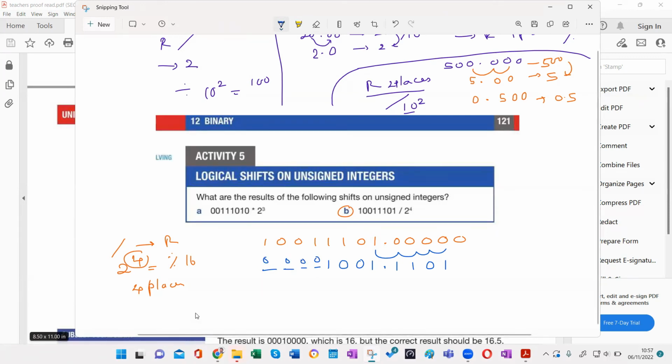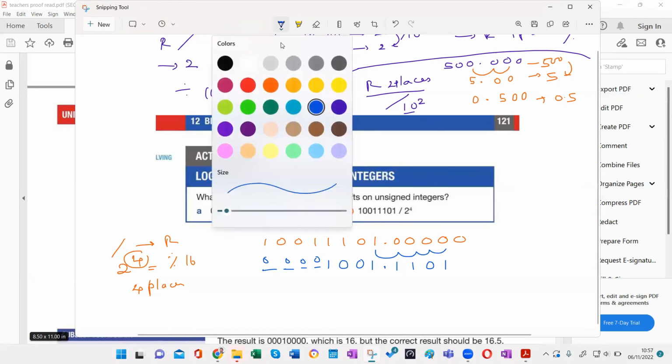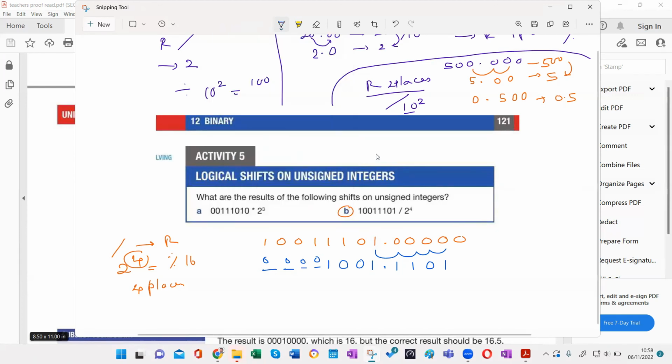Okay, understood? Right, let's see what this value is. Let's see what the original value is first. This is 1, 2, 4, 8, 16, 32, 64, 128. Can you check what this number is? 128.